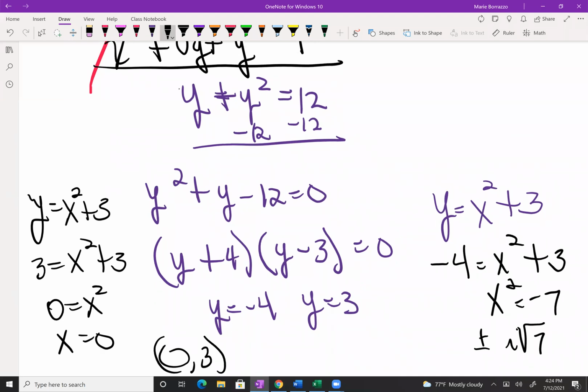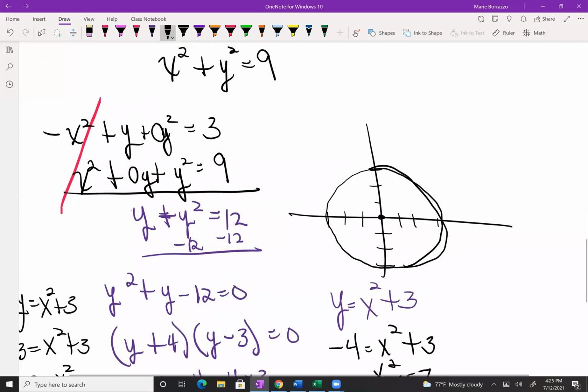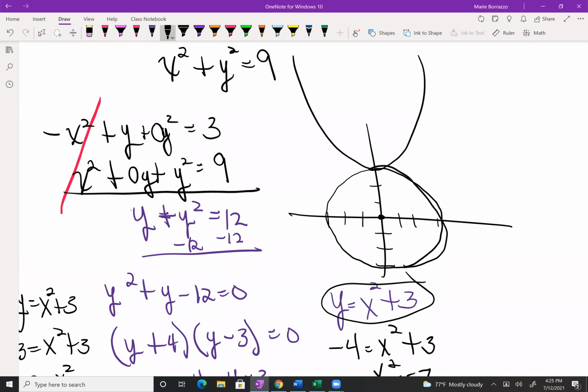When you look at the graph of this, just to save a little time, you basically have a circle. Like I said, the center is the origin itself, and the radius is 3 units out. So this circle looks as such. And if you look at the parabola that they gave you, where you have y equals x squared plus 3, this is extending from here out. And so this is the point that we're looking at. That's the common point, which is the point 0, 3, which you just solved for.